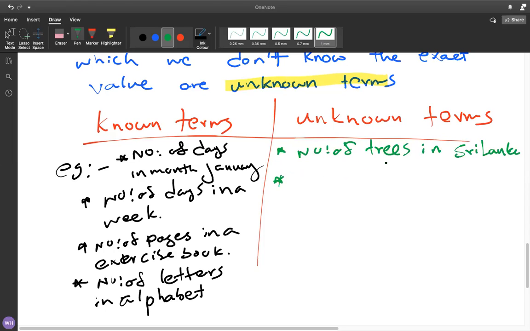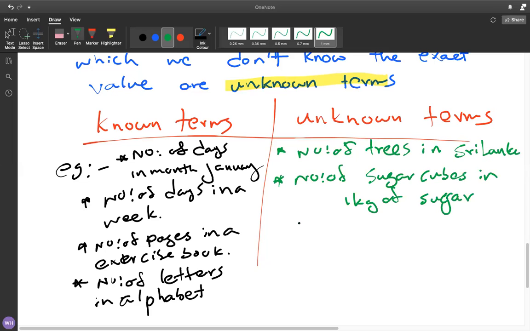And if I ask you the number of sugar cubes in 1 kilogram of sugar, do you know about all this? You don't know, right? So we don't know. What about the distance from India to Malaysia?